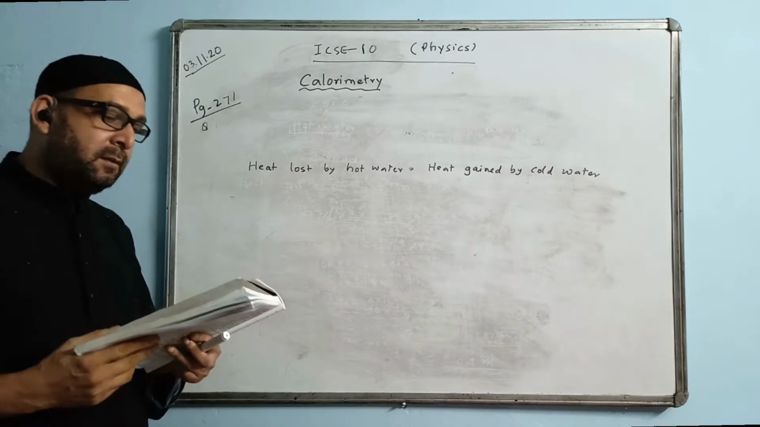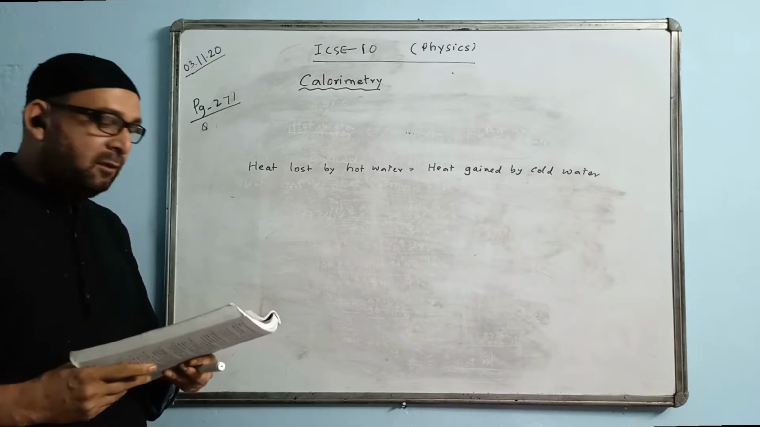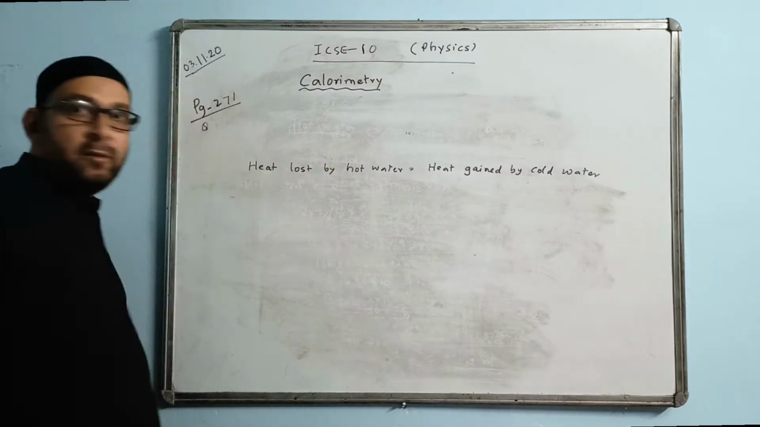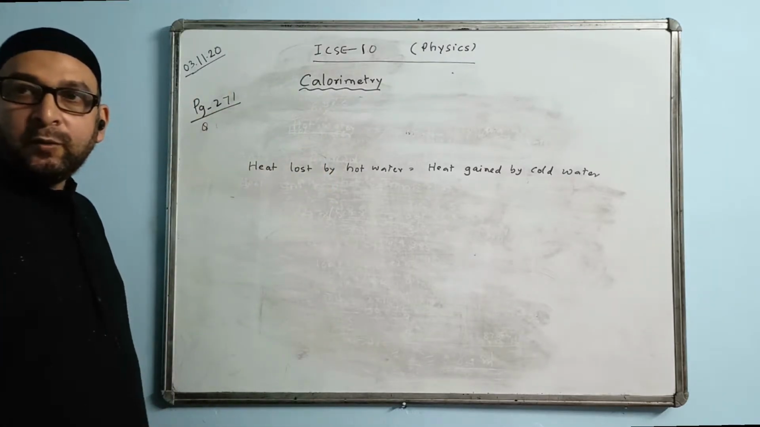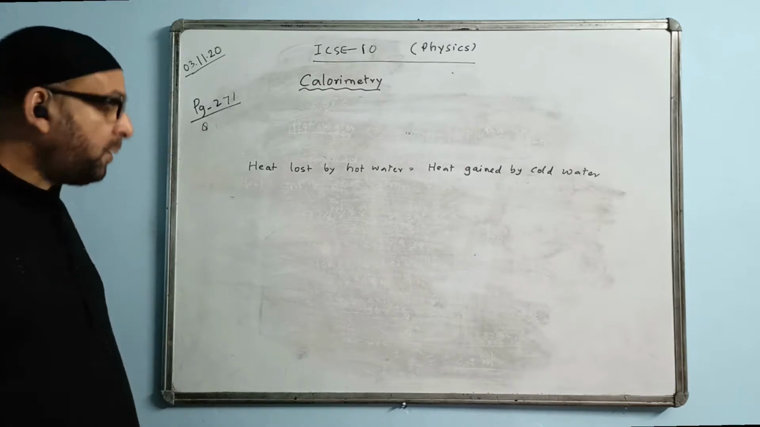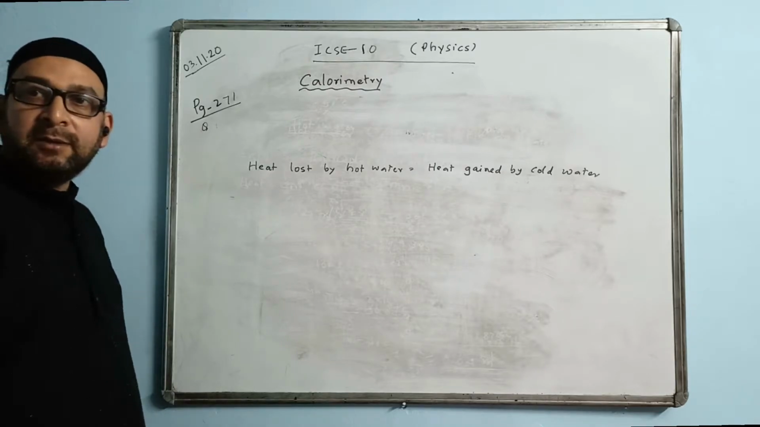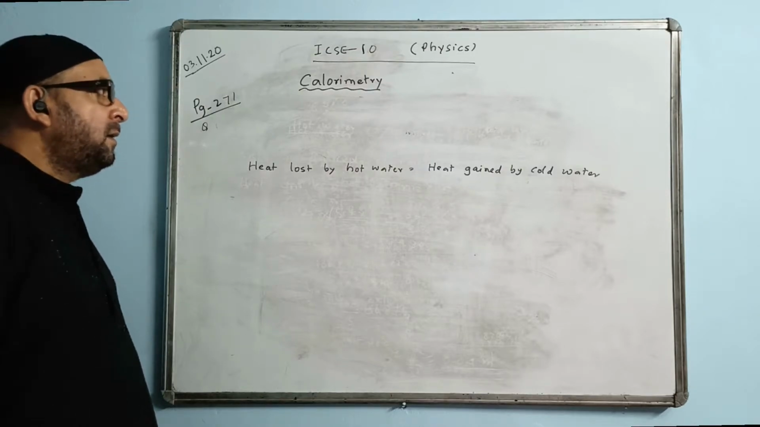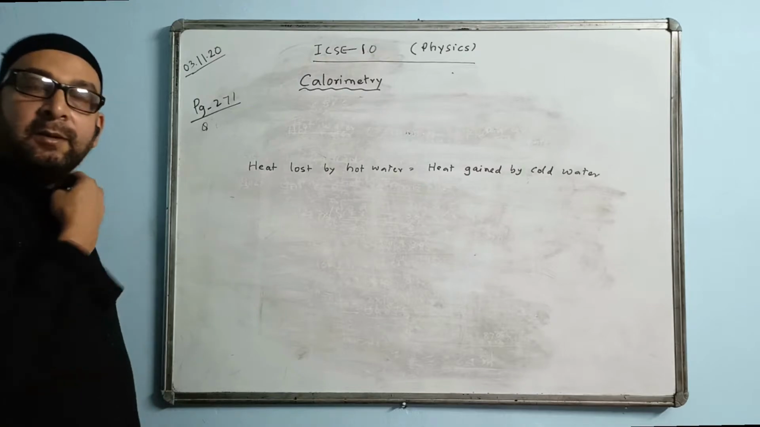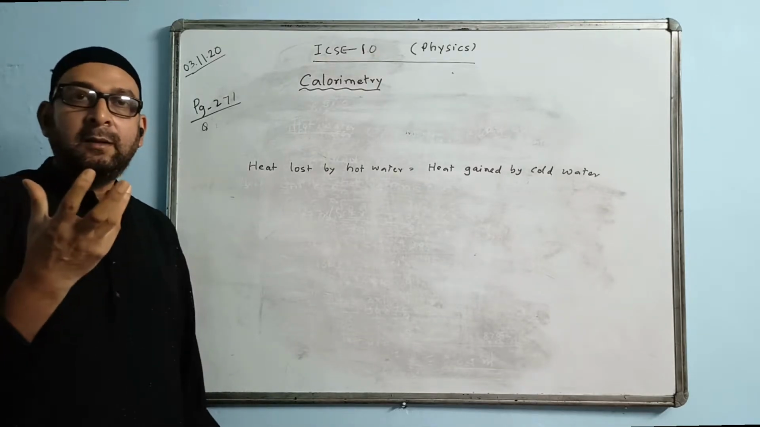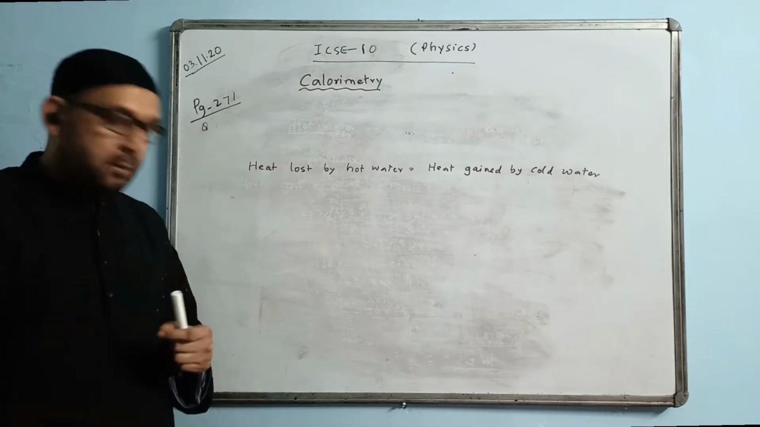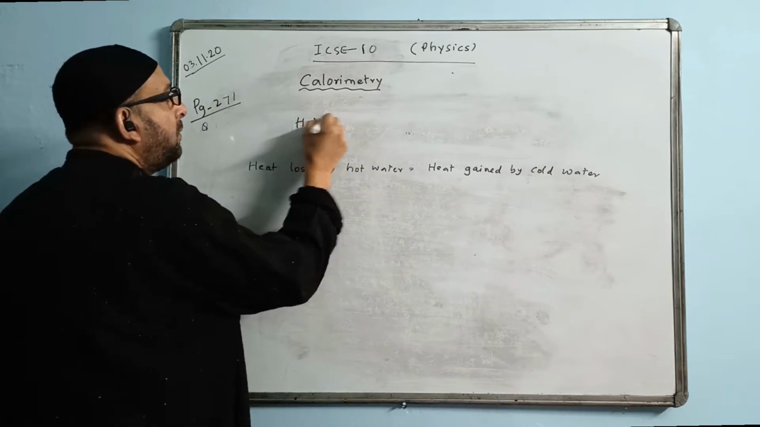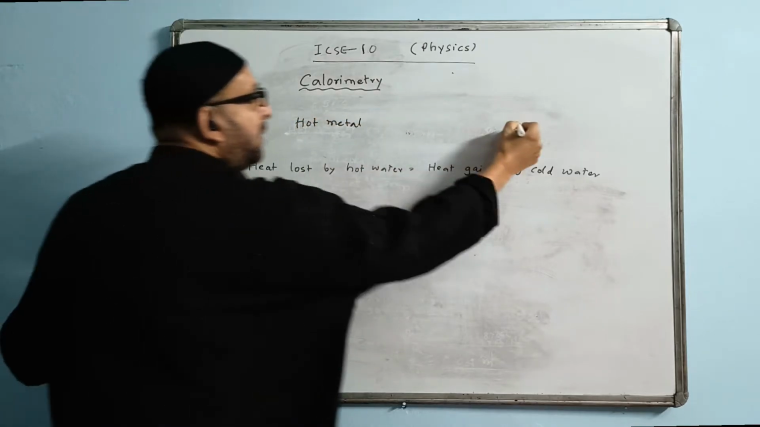Given the SHC of water equal to 4.2 joule per gram per degree Celsius. This question is also a similar type. We are having hot metal that we are putting in cold water. So let us write first here hot metal. Here we write cold water.